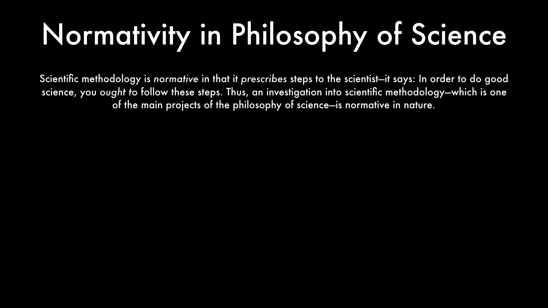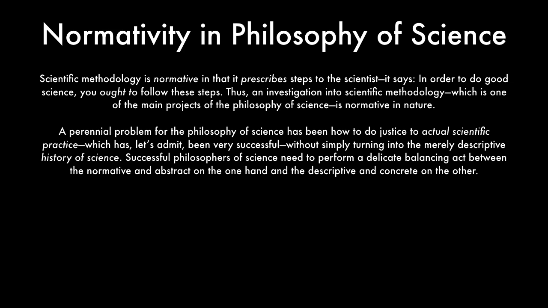Scientific methodology is normative in that it prescribes steps to the scientist. It says, in order to do good science, you ought to follow these steps in this particular order. Thus, an investigation into scientific methodology, which is one of the main projects of the philosophy of science, is a normative investigation.